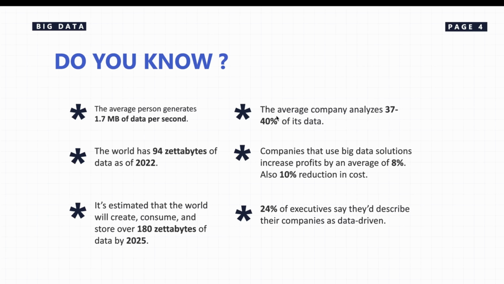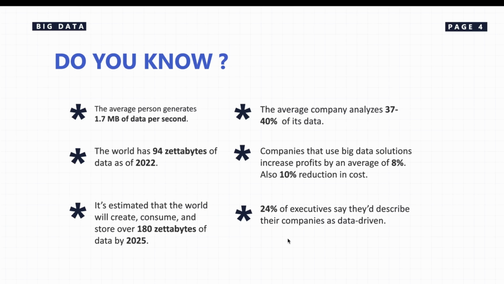And point 4 says that the average company analyzes 37 to 40% of its data, and companies that use big data solutions increase profit by an average of 8%, also a 10% reduction in cost. So here the company is analyzing just 37 to 40% of data, and after processing it, they are increasing their profit by an average of 8%, and also reducing their cost by 10%. So that's a very big profit.